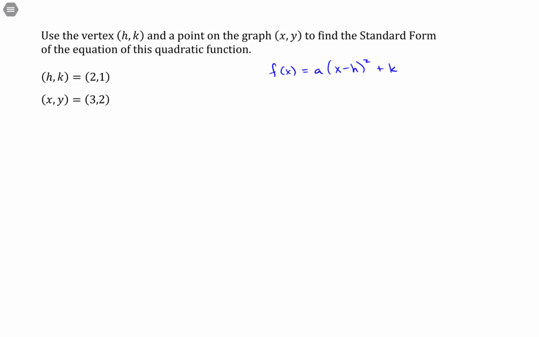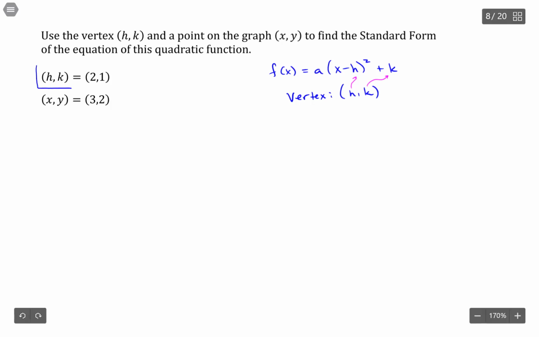The nice thing about this is the vertex is located at the coordinates (h, k). And if you happen to know those particular coordinates, you really can just plug those right into the equation. So we get most of the equation just because we know what the vertex itself is.